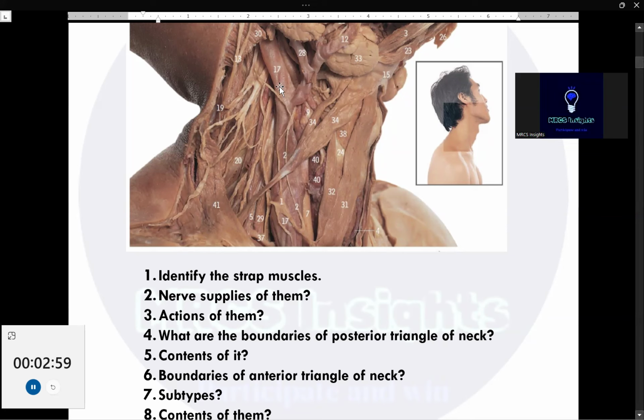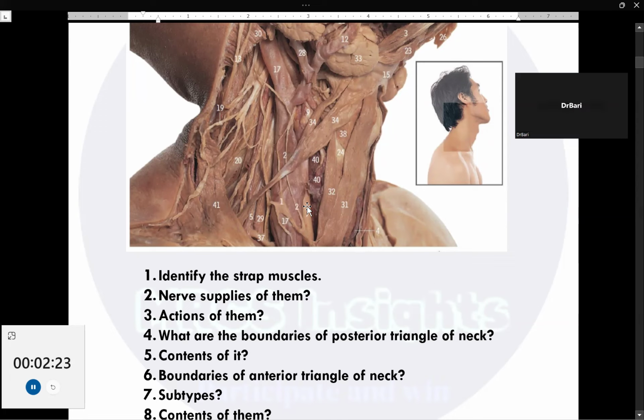Okay, excellent. Here you can see number 17, which is the internal jugular vein. And what is number 7? Yes, it's the common carotid artery. Excellent, and it will be divided into internal and external at the level of the upper border of the thyroid cartilage here. And number 1 is the ansa cervicalis. So this is the carotid triangle, and these are the contents of the carotid sheath.